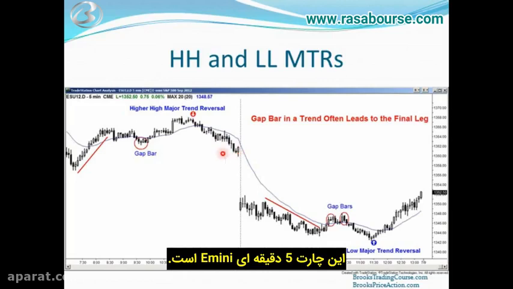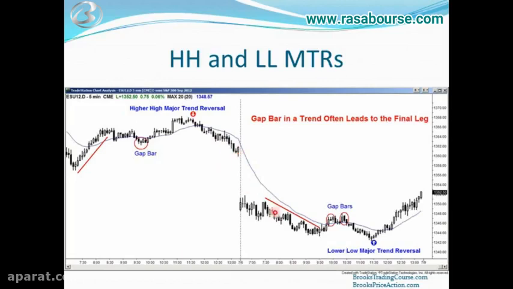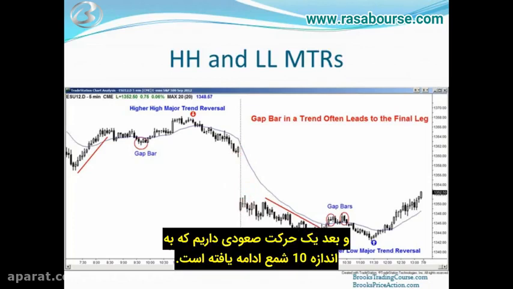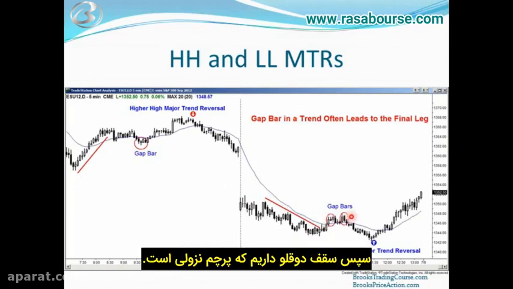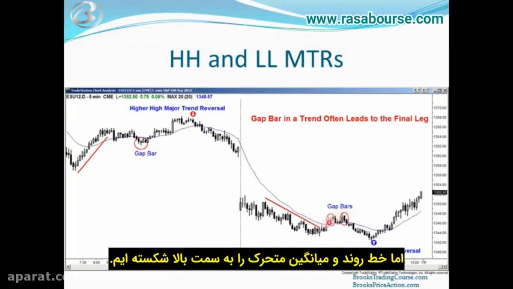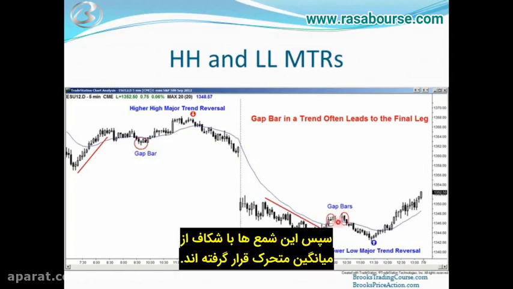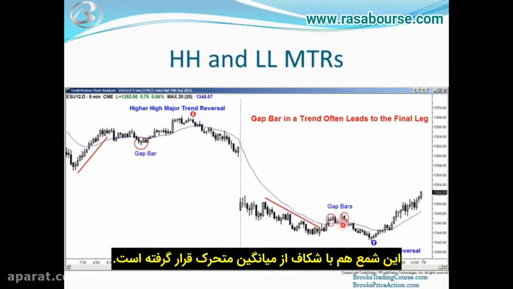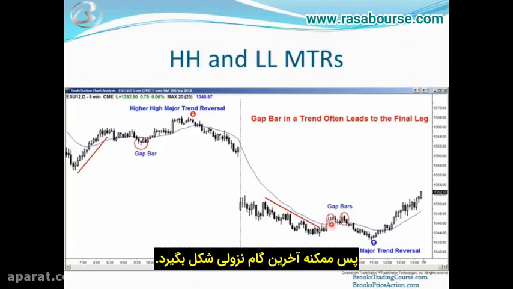This is the E-mini 5-minute chart. Big gap down, bear channel. The bear channel is a bear trend. We had a rally for about 10 bars. It formed a double top bear flag, but it broke the trend line and it broke the moving average. Gap bars, low above the moving average. Although you cannot really tell from this chart, this is also a gap bar, low above the moving average, so it might lead to the final leg of the bear trend.